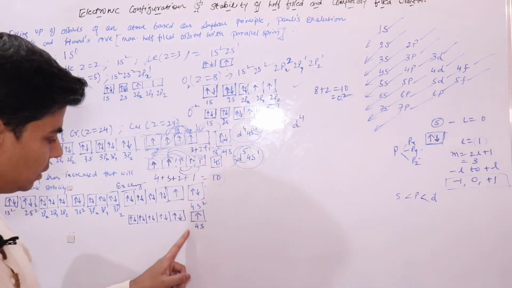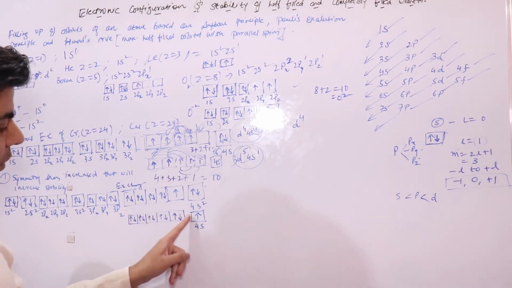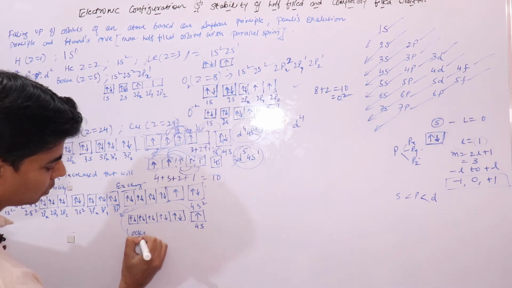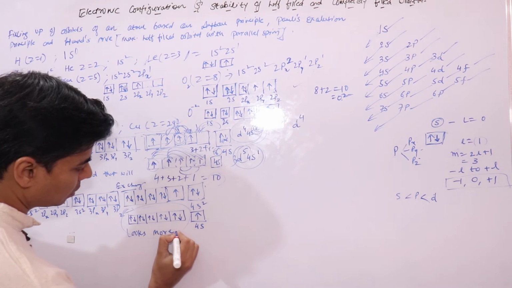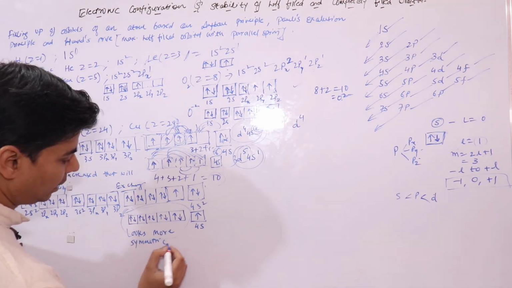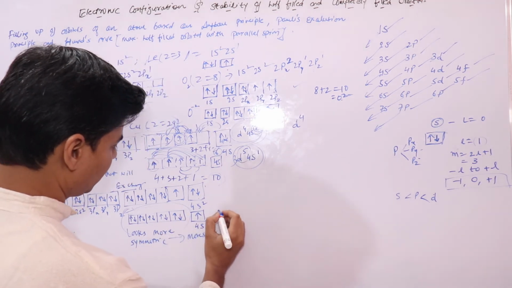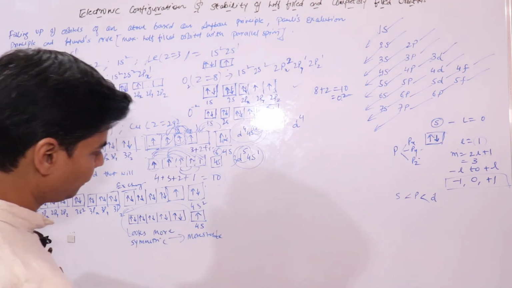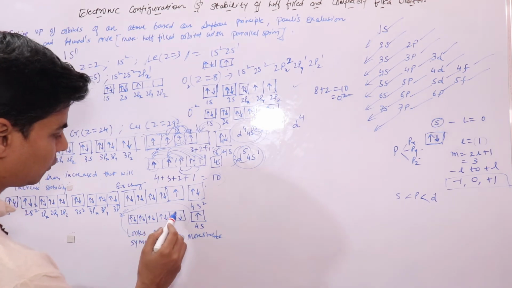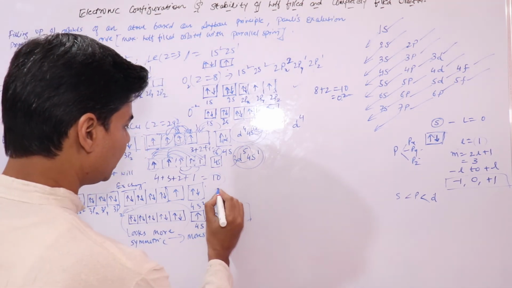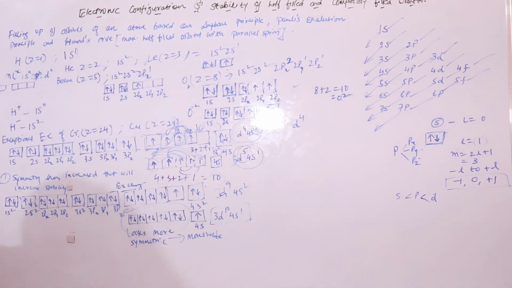Now the 4s orbital is half filled, and all these orbitals are completely filled, right? So this completely filled d subshell looks more stable, more symmetric, right? And more symmetric means more stable. That means this electronic configuration, 3d10 4s1, is more stable compared to the 3d9 4s2 configuration, right? Why? Because of high symmetry we have more stability. So this is the reason.